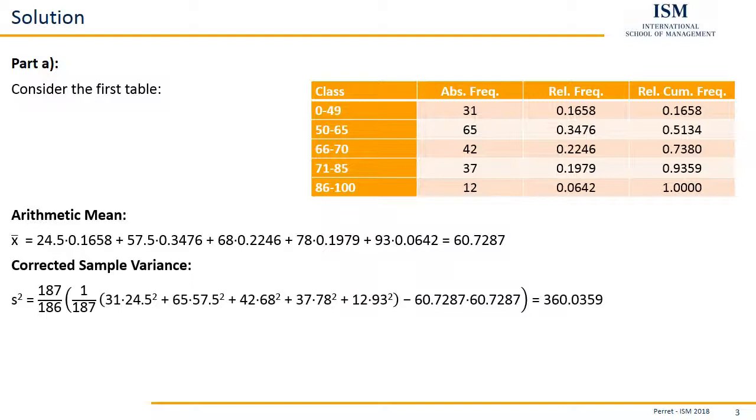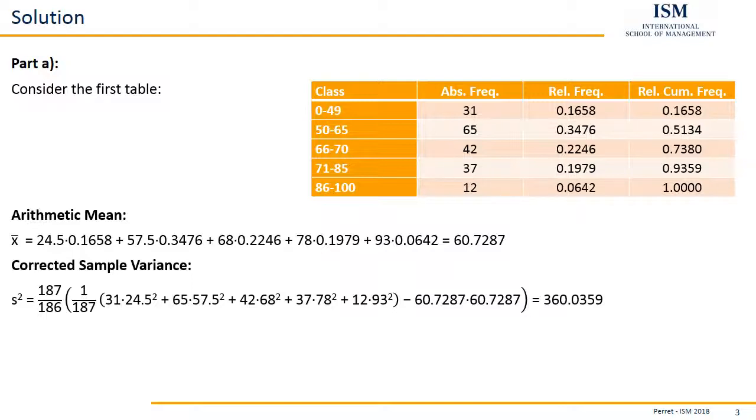Then we divide this by n, by the number of observations. Therefore, I said we could also have multiplied this with the relative frequencies. And then we go minus arithmetic mean to the power of 2, or here arithmetic mean times arithmetic mean. The result, this is the part here in the big parentheses, is multiplied with n divided by n minus 1. So here the number of observations in total is 187, and we divide this by 1 less, so 186. This gets us from the normal variance to the corrected sample variance. And in the end, we get a result of 360.0359, having our sample variance.